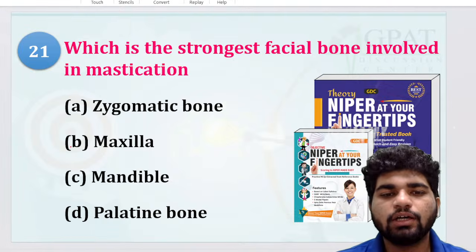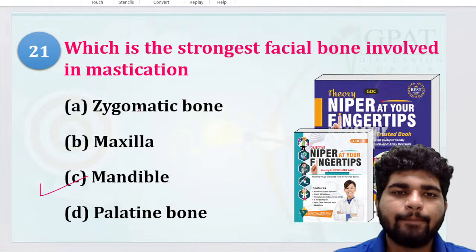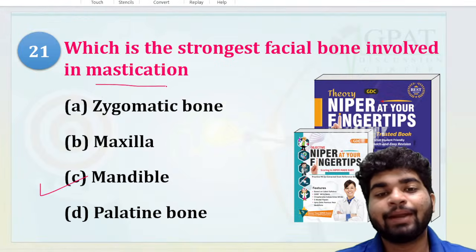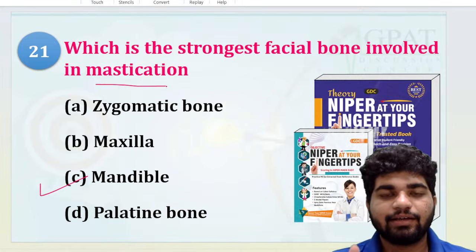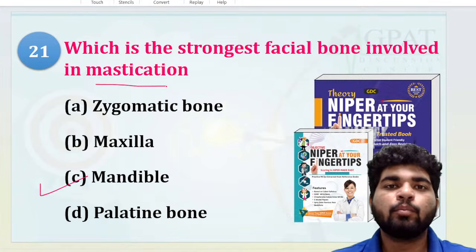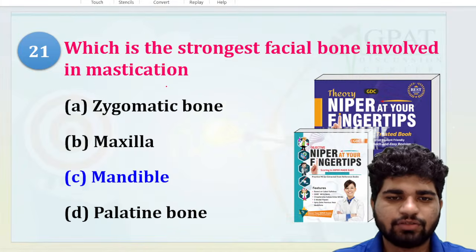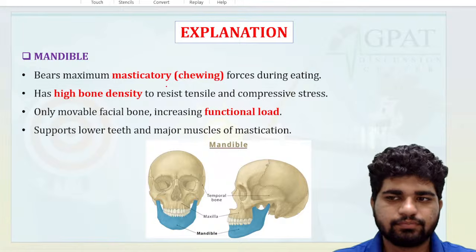That's your lower jaw, right? Lower jaw, mandible is used for your mastication. Right? Maxilla is your upper lip. And mandible is the only bone which is movable in your face. Right? That is why mandible is going to be your correct answer.